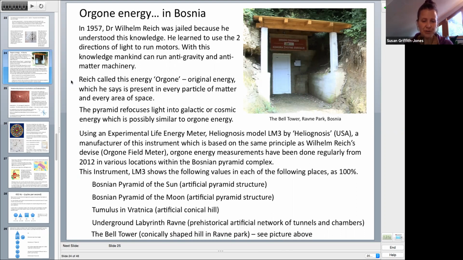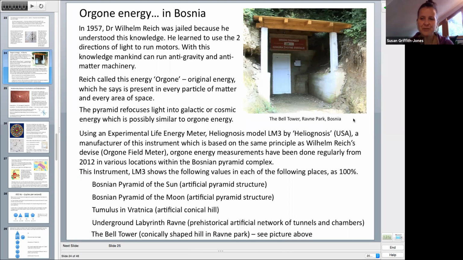So on the Bosnian Pyramid of the Sun, which, as you know, is an artificial pyramid structure. Also on the Bosnian Pyramid of the Moon, which, as you know, is an artificial pyramid structure. The tumulus in Vratnica, which is an artificial conical hill. The underground labyrinth of Ravne, which is the prehistoric artificial network of tunnels and chambers that we've seen and talked about before. And the bell tower, which is here, this picture up on the top right, which is a conically shaped hill in Ravne Park.